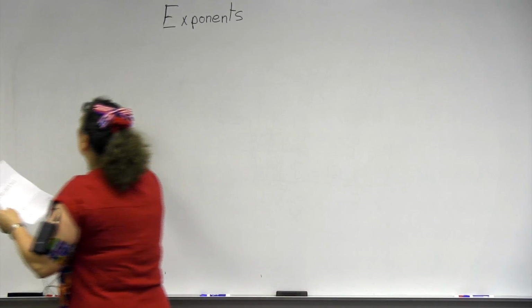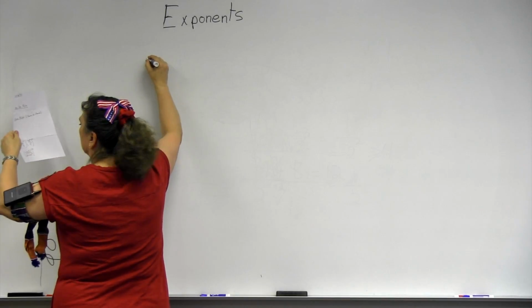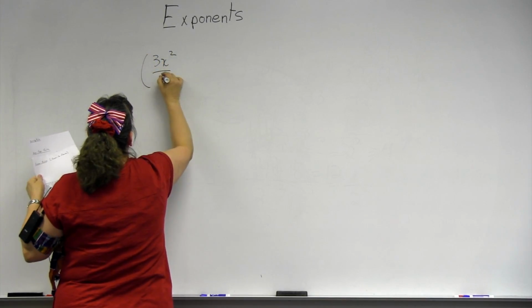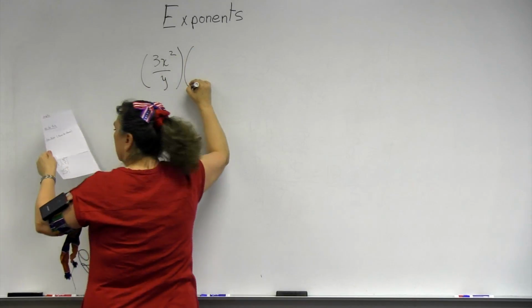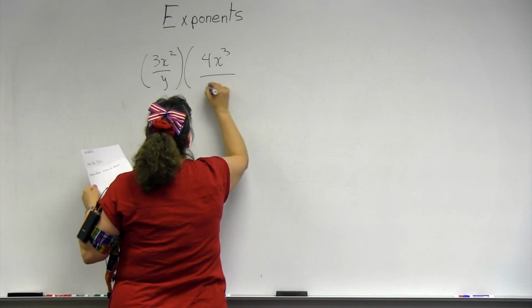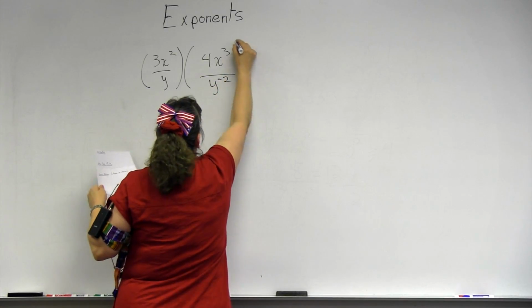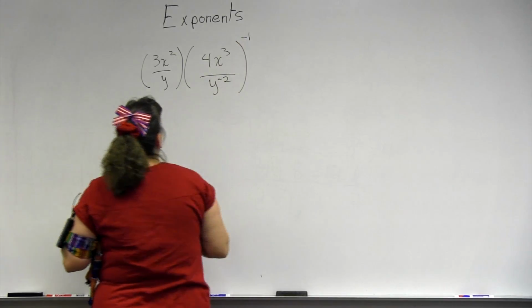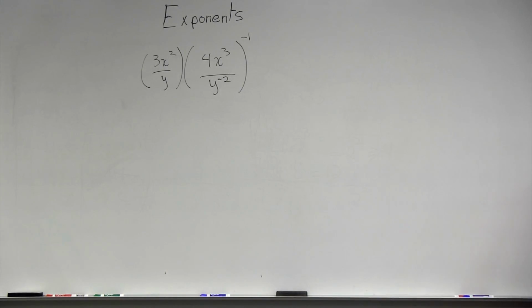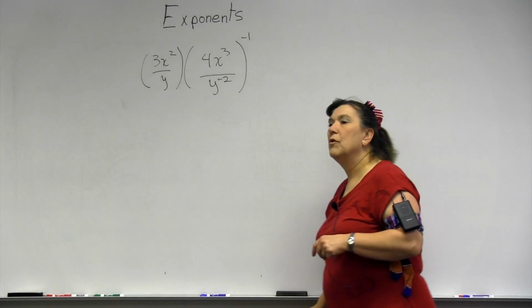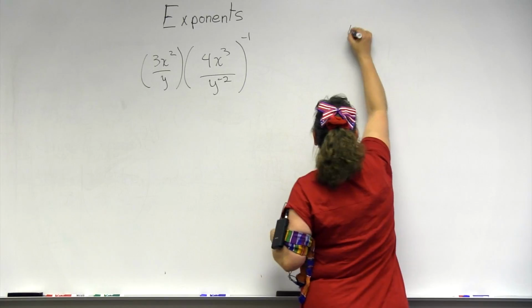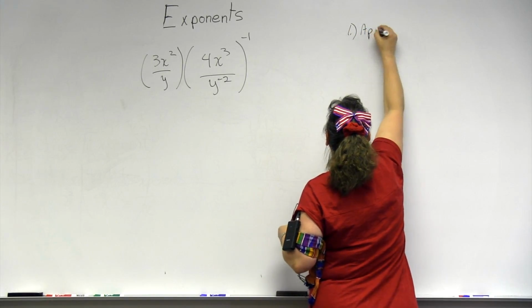We have here two things happening. I'm going to put it closer to the middle. We have 3x squared over y times 4x cubed over y to the negative 2, and this is raised to the negative 1 power. Okay, when I am dealing with things like this, the first thing I am going to do is apply the power to power rules. So that's my first step, apply power rules.